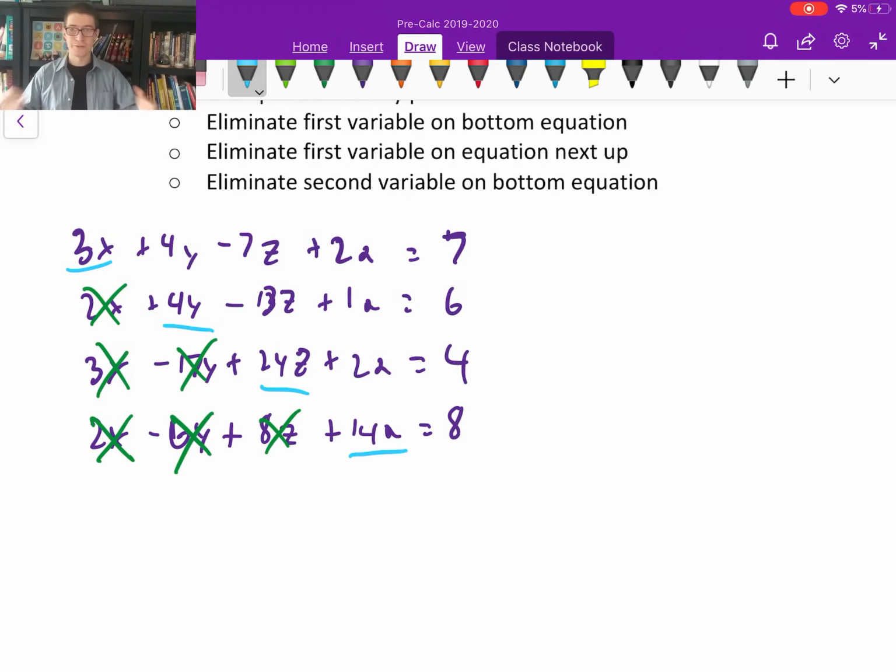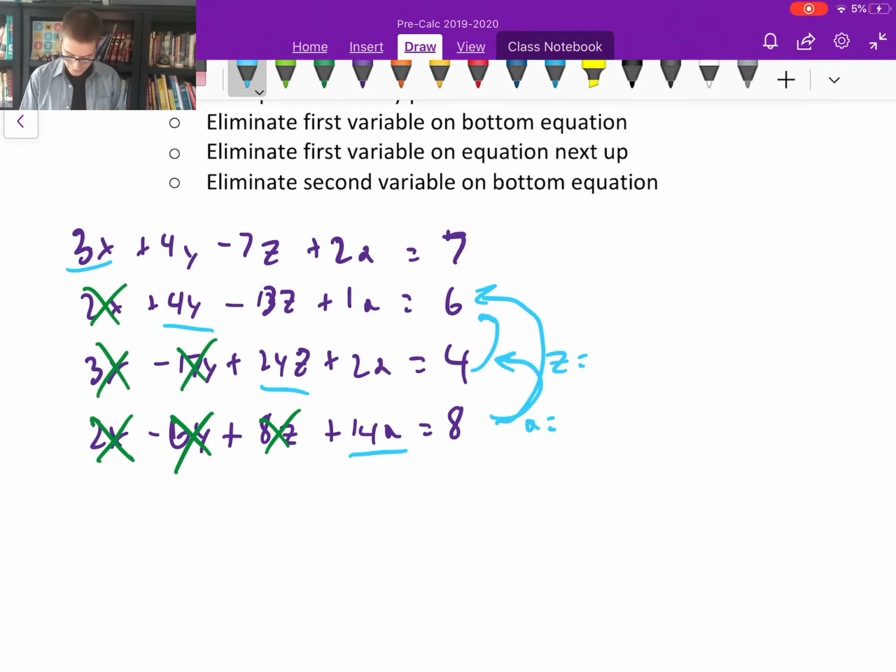So you can solve for a from here. Once you've solved for a, you can plug that answer for a up into the next equation, and then you can say 24z or whatever times z plus whatever times the answer for a equals 4. From here, you can solve for z, so you get z equals something. And then from there, now you've got z and a solved. You can plug both of those into the next equation to solve for y.